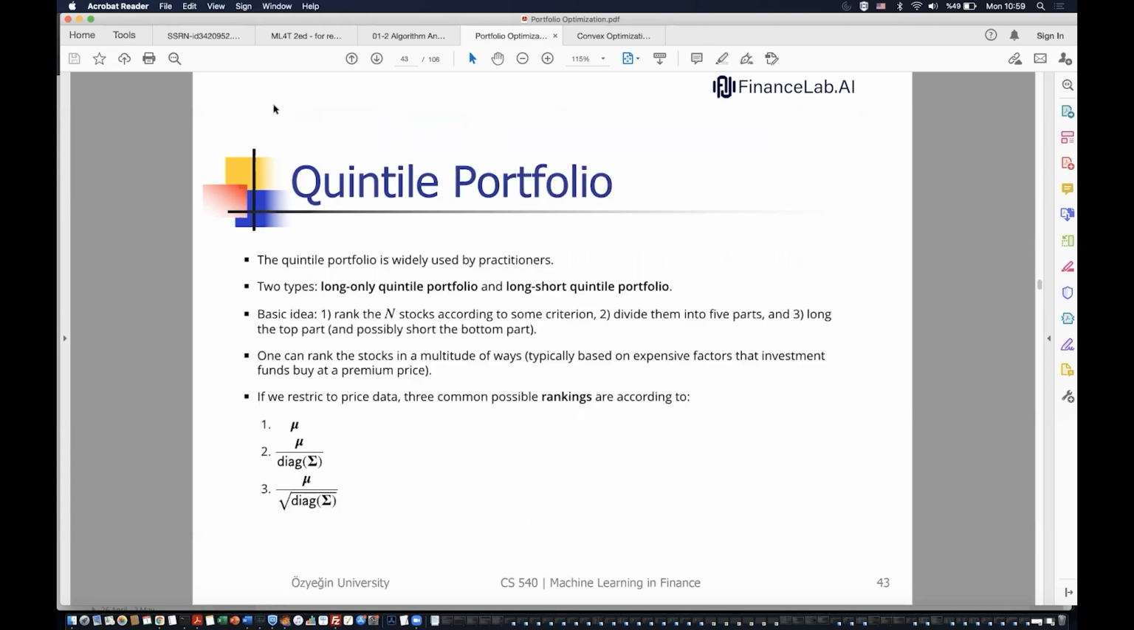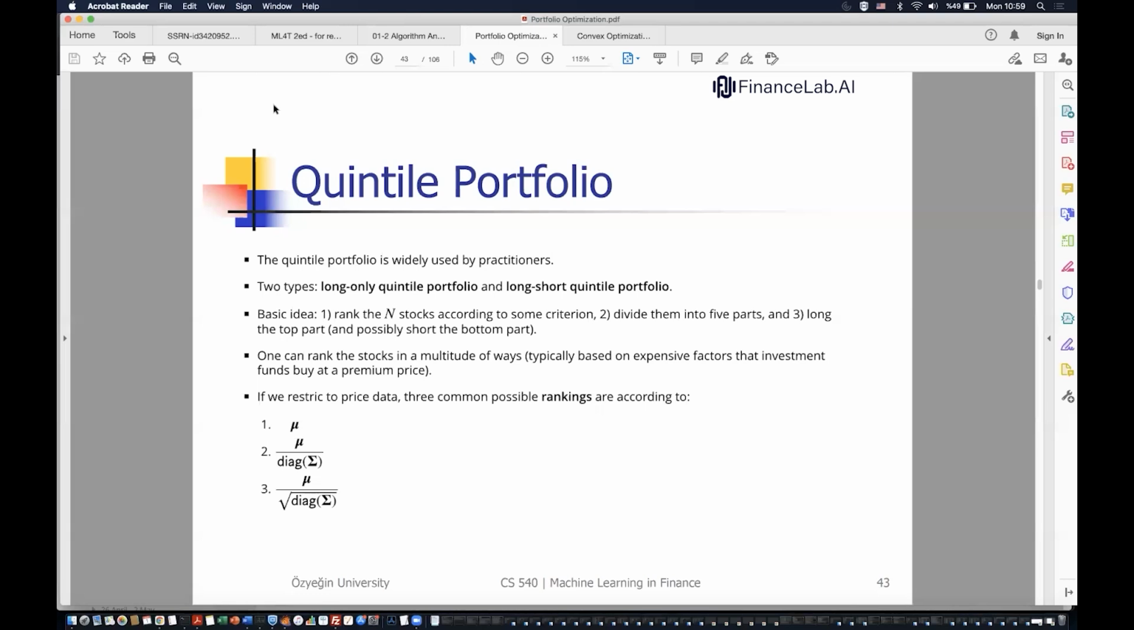Again, another portfolio is the quintile portfolio. The quintile portfolio is used a lot in practice as well. There are two types of quintile portfolios: long-only quintile portfolios and long-short quintile portfolios. In long-only quintile portfolios, we only long the assets in the quintiles. What we do here is we only use longing for the subset of assets we selected. In long-short quintile portfolios, we both long some of the assets, and we also short some of the assets in the portfolio. And in this case, the idea is the same for both of them.